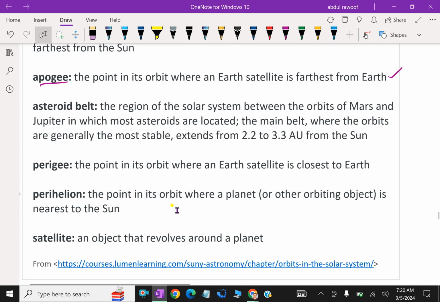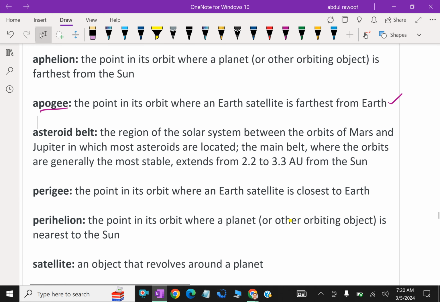Perihelion: the point in its orbit where a planet or other orbiting object is nearest to the Sun. Satellite: an object that revolves around a planet is called a satellite. It may be natural or artificial.